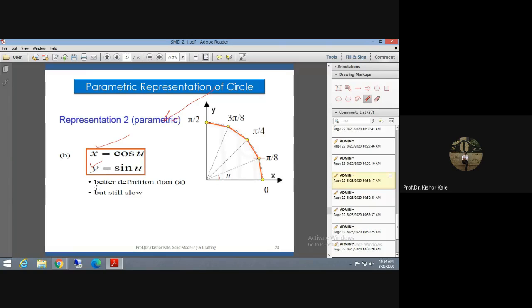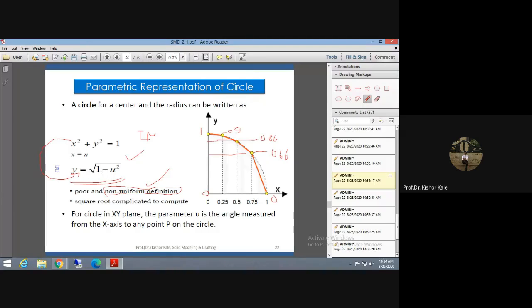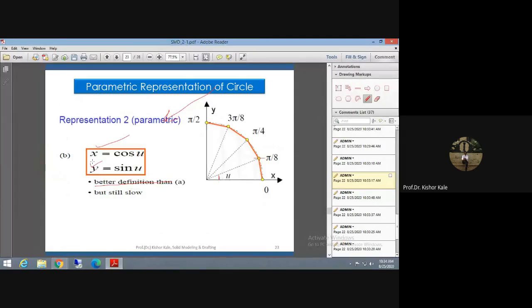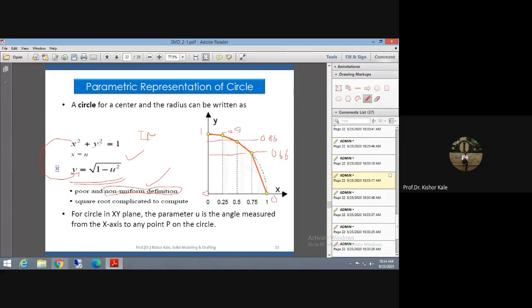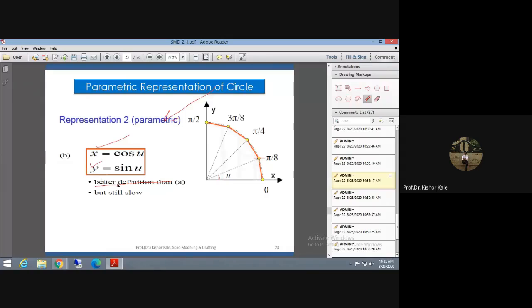In the parametric representation of a circle, we write x as cos of u and y as sin of u. It is a better definition than a, which was whatever you had written for the circle. It is better to put it in parametric form instead of an implicit or explicit equation.